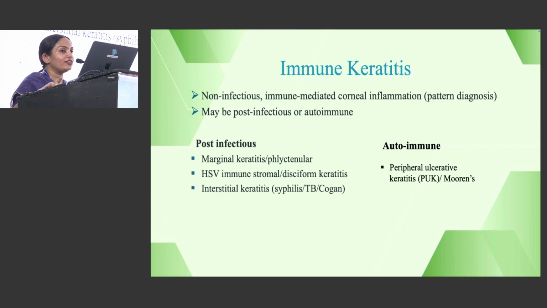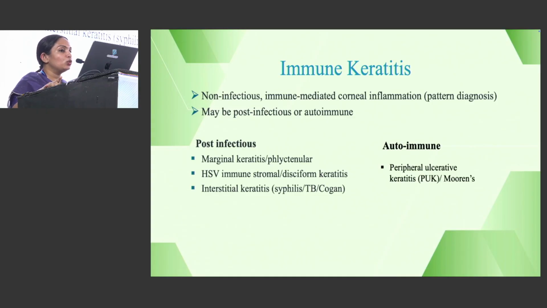So immune keratitis is usually a pattern diagnosis. It's a non-infectious pathology with immune-mediated inflammation happening in the cornea. It can be post-infectious, that is, the body is having an immunological reaction to the antigen or particles secreted by the organism as such, or purely autoimmune diseases can have an immunological symptom in the form of keratitis.